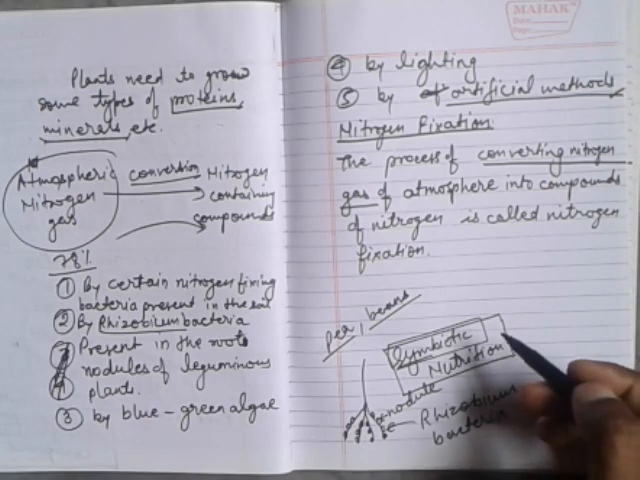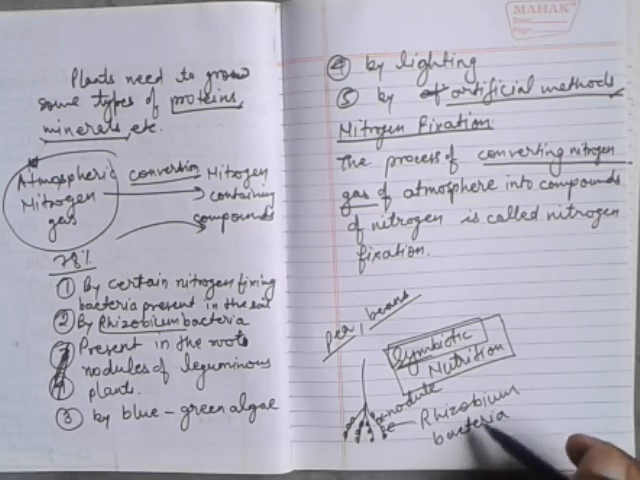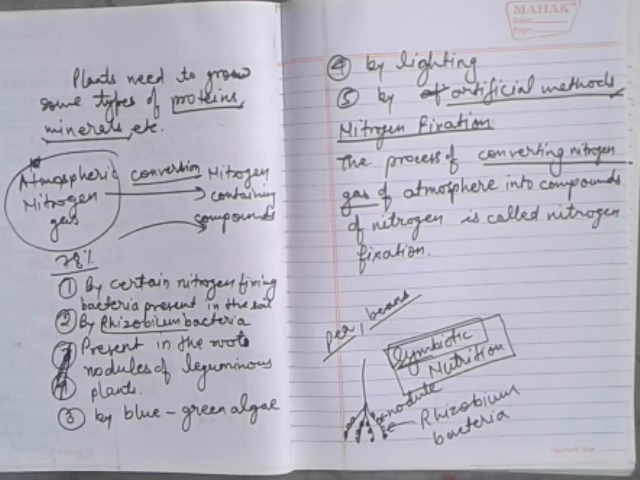Some other nitrogen fixing bacteria live freely in the soil, but the Rhizobium bacteria live in the root nodules of the leguminous plants, and this bacteria helps to fix the atmospheric nitrogen into the soil.